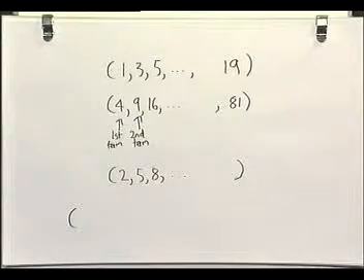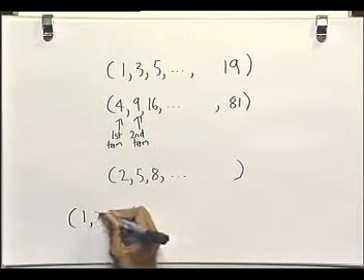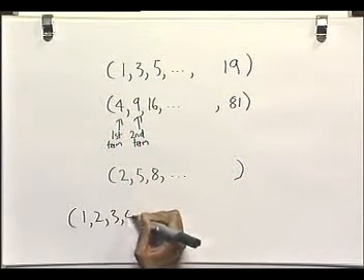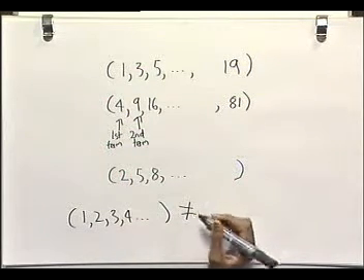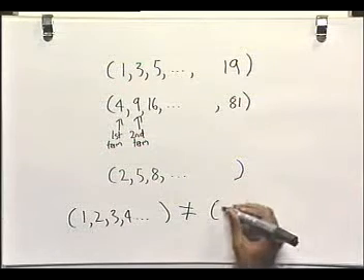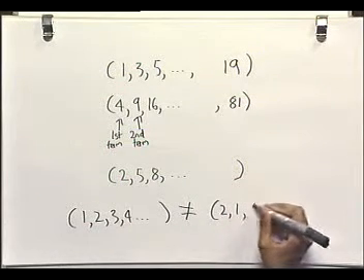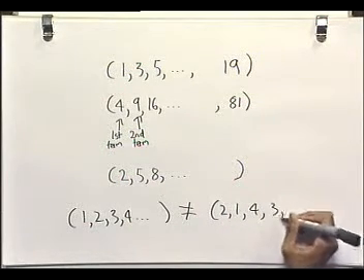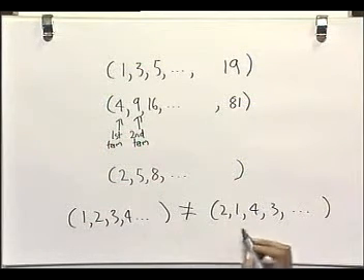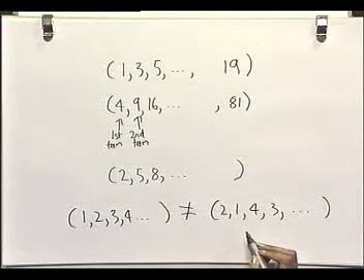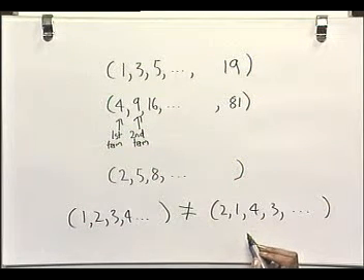This means that the sequences must contain the same numbers in the same places. So if I have an infinite sequence like 1, 2, 3, 4, and so on, this is not the same as the sequence that goes 2, 1, 4, 3, and so on. Because even though the sequence has the same numbers, the numbers aren't falling in the same places, so these sequences are not the same.